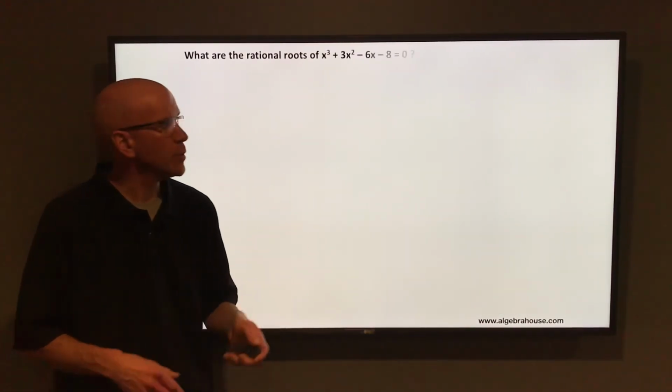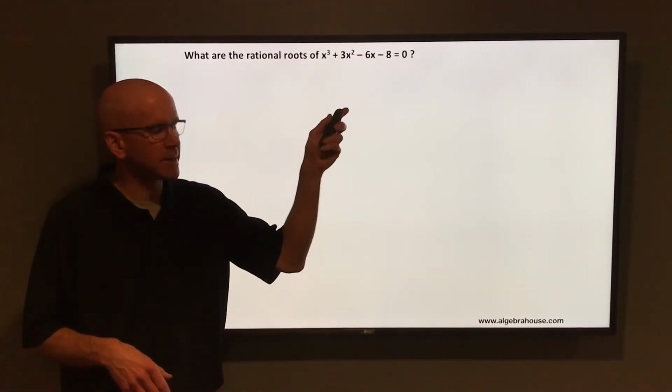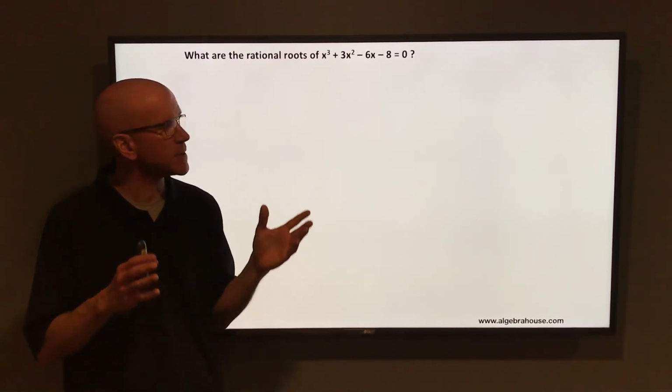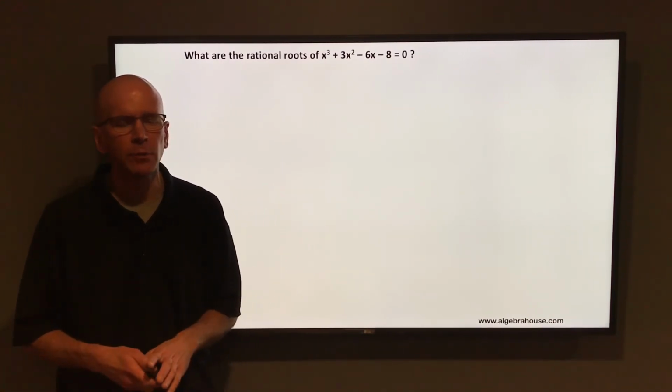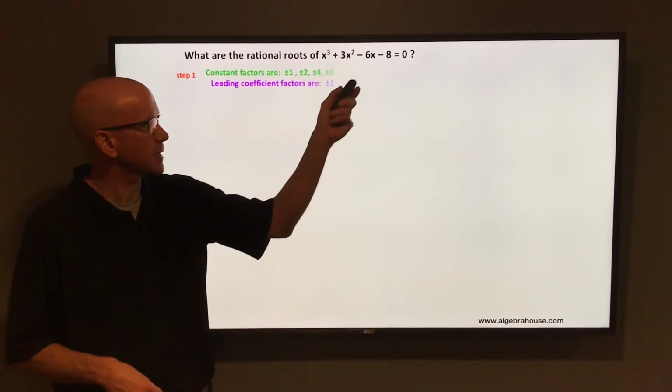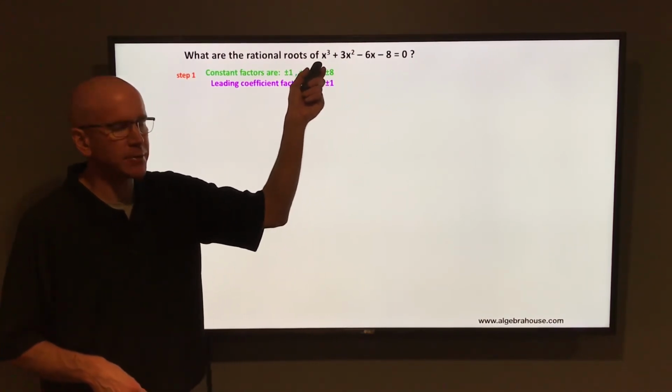What are the rational roots of x to the third plus 3x squared minus 6x minus 8 equals 0? Well, the first thing we need to do is find the possible rational roots, and those are found by taking the factors of the constant term over the factors of the leading coefficient.